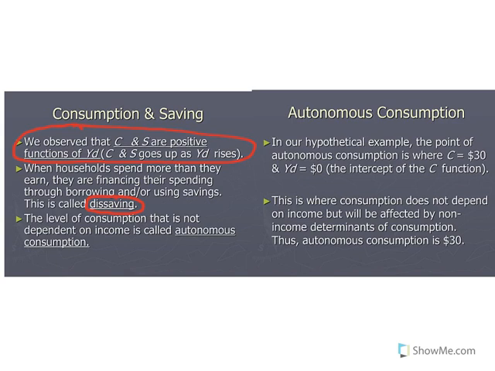Now, if we're spending money that is not dependent upon the amount of money that we make, we call that autonomous consumption. In other words, any time that disposable income is zero but you're still spending money, that amount of expenditures must have nothing to do with the amount of money that you make. You're spending that even with no income. So that's why we call it autonomous, because it's not dependent upon the amount of money that you make. So in the previous example, our autonomous consumption was $30.